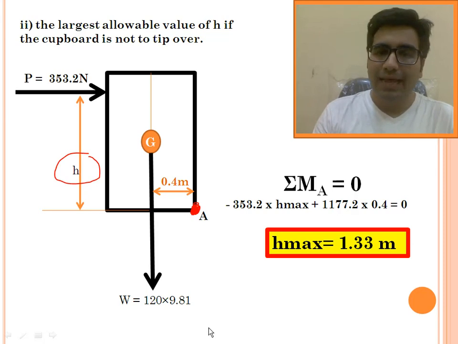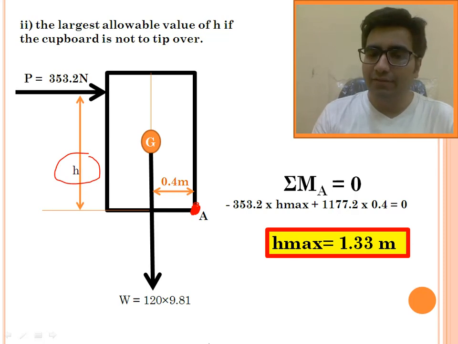So applying the moment about point A, we get the value of h. Is that okay? So this weight is 120 into 9.81, that is 1177.2, and the perpendicular distance is half the width, that is 0.4. When I multiply 1177.2 into 0.4, it is creating an anti-clockwise moment, and this 353.2 Newton is the horizontal, rightward force. So any vertical distance is the perpendicular distance, and we are supposed to find that.